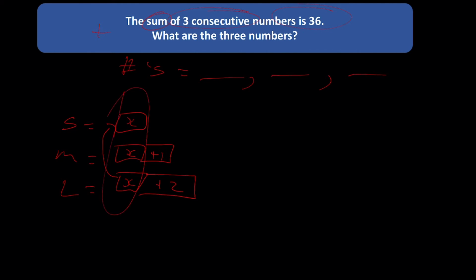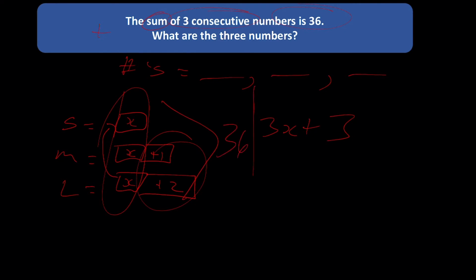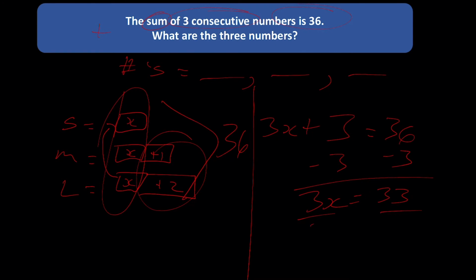Now I am ready to write my equation. I have 3x plus 3, and all of this is equal to 36. And now I can just solve. So minus 3, that is 33. And I have 3x over here divided by 3. And now I'm left with x equals 11.